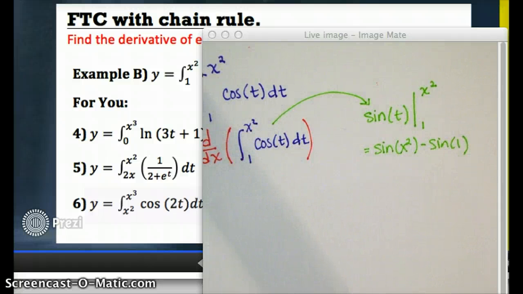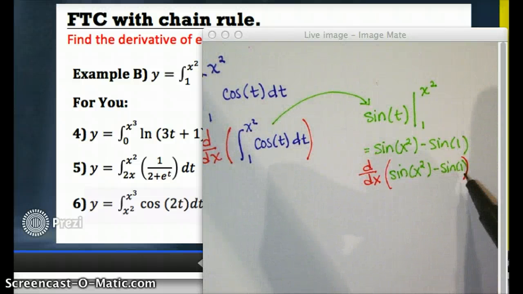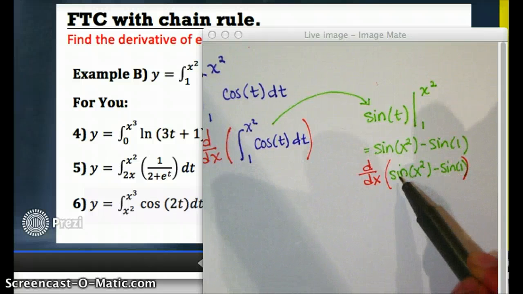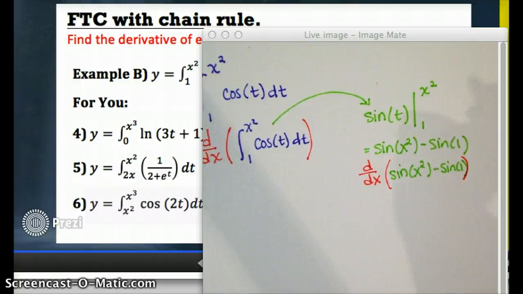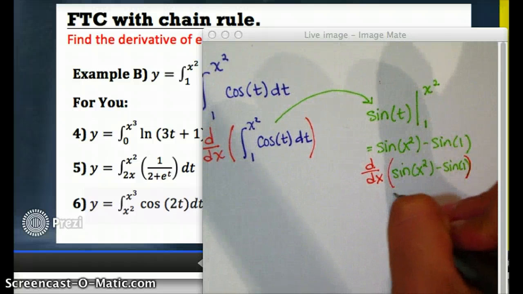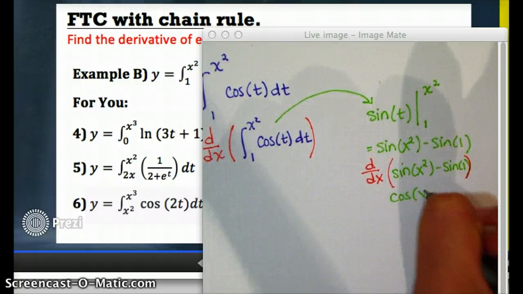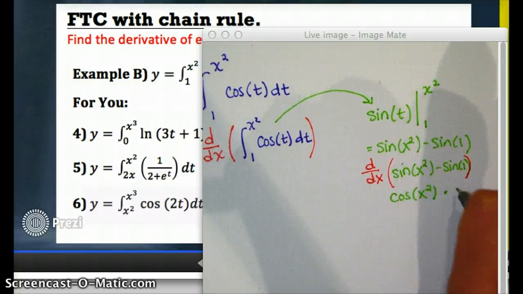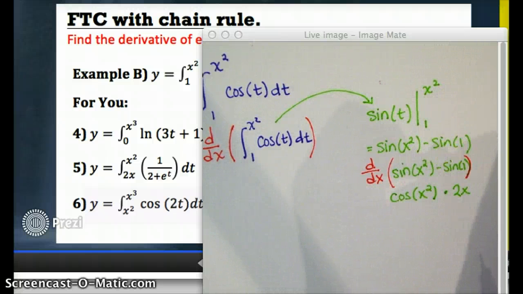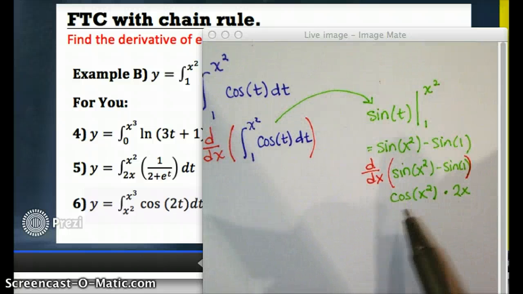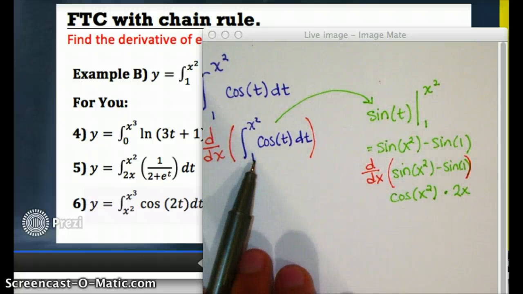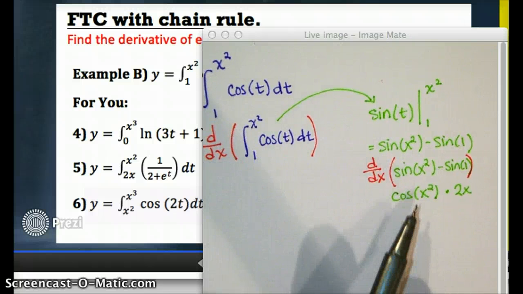So next, if we really want to take the derivative of this expression, we would take the derivative of our result. And when we take the derivative of sine of 1, that's just a decimal number, so that's going to go away. And the derivative of sine of x squared is going to be a chain rule. The derivative of sine, of course, is cosine, and we keep the inside function x squared, and then we multiply times 2x. Okay, so this is actually the answer to this derivative, but you should notice something about the answer.